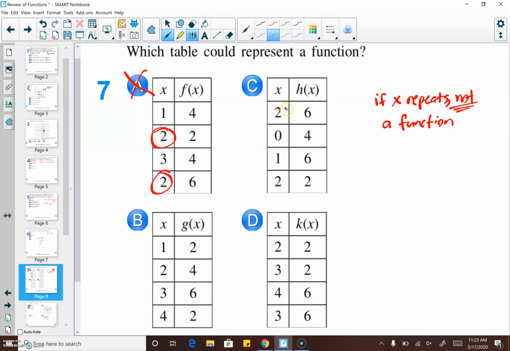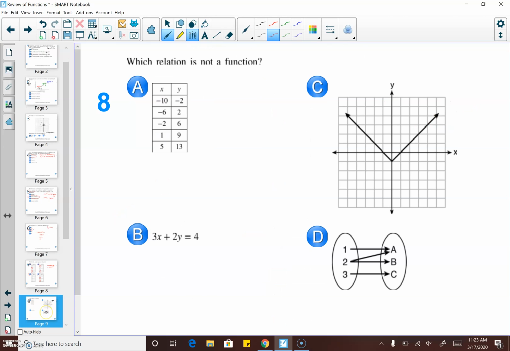If I go across to choice C, I see an x of 2 and an x of 2, so that one's out. In B, I see 1, 2, 3, 4. Okay, that one looks pretty good. And then in choice D, I see an x of 3 and an x of 3. So the only one that has all different x values is going to be choice B.